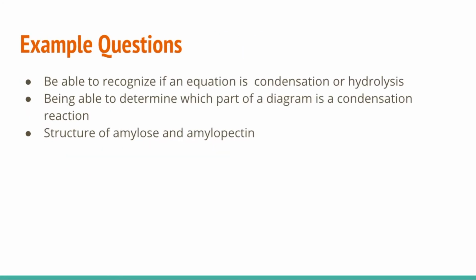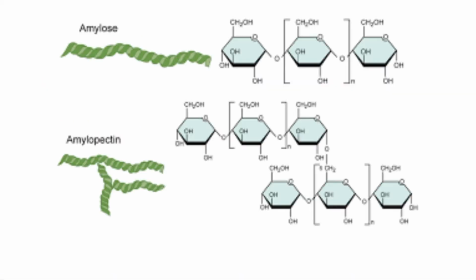You need to know which part of the condensation or hydrolysis reaction is in a diagram. For example, here is a glycosidic bond between carbon 1 and carbon 4.